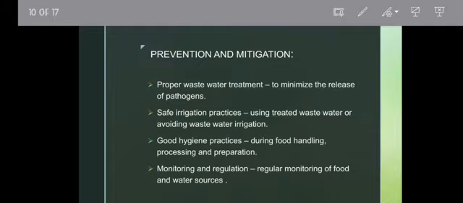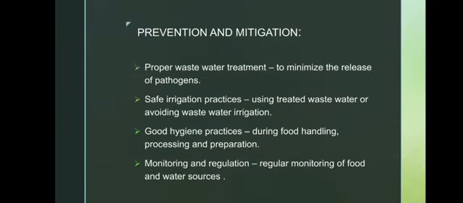So prevention and mitigation. To prevent this, we have to follow proper wastewater treatment. Industries must follow proper wastewater treatment and release the wastewater only after treatment to prevent any contamination or any release of pathogens. So people can use properly treated wastewater for irrigation. Safe irrigation practices: we can use treated wastewater for irrigation, or we can completely avoid wastewater for irrigation. It is safest to completely avoid wastewater for irrigation.